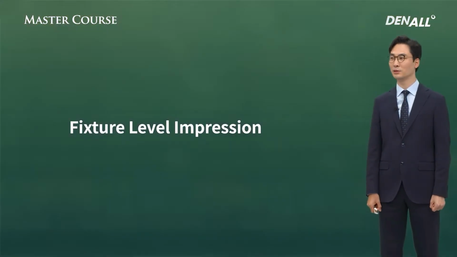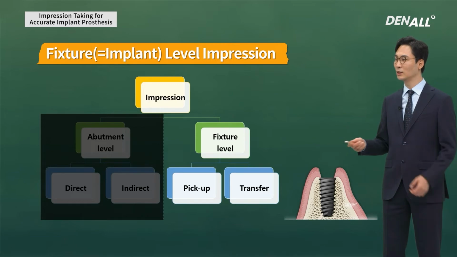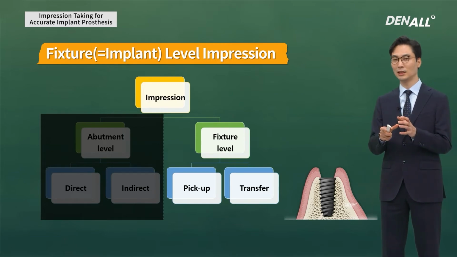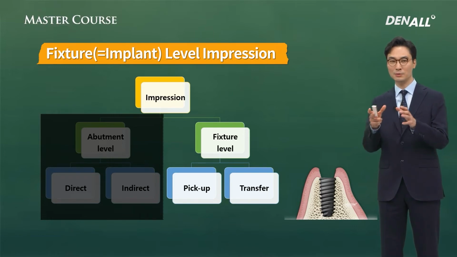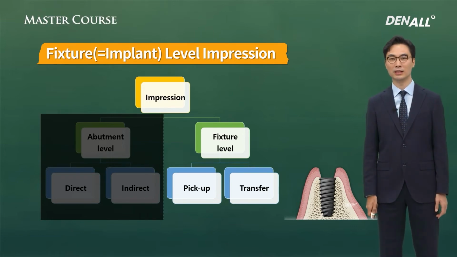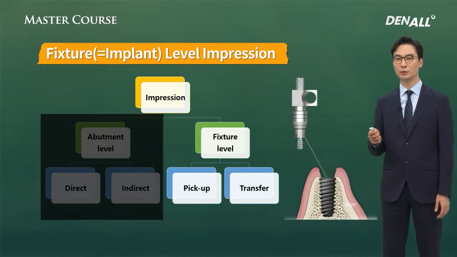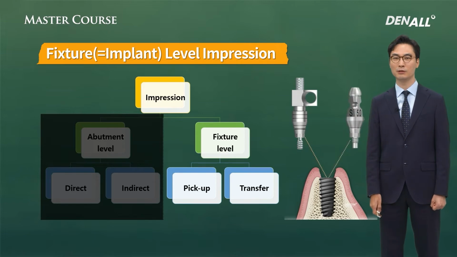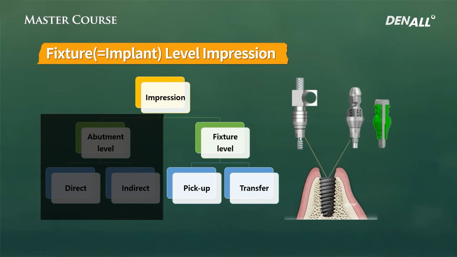Next is the fixture, the implant level impression. This is the most frequently used method. The implant is placed within the oral cavity. Pickup or transfer type coping is used to reproduce the three-dimensional position of the implant on the model. You can use pickup type coping or transfer type coping. Bite impression coping has been introduced so that you can do bite registration and impression taking at the same time.